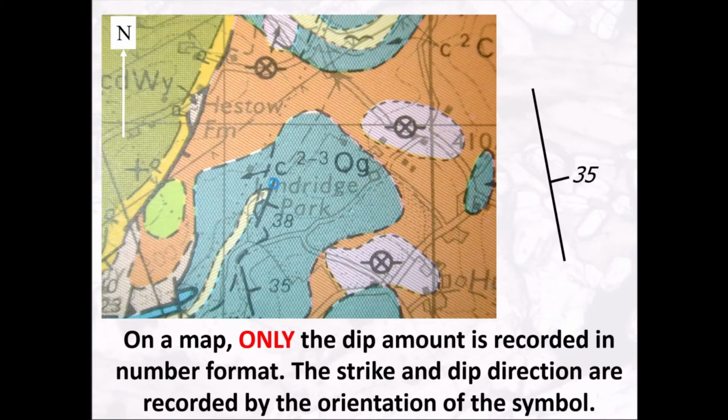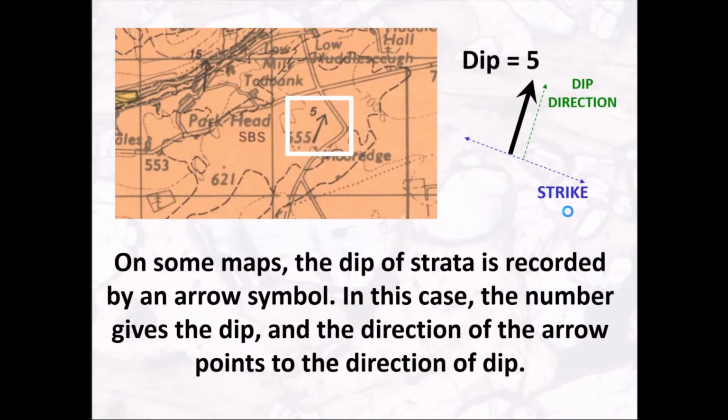Okay, that's probably the most common way that I've seen dip recorded, but another way that some people record the dip is by using this arrow. And it's always worth double checking in the key, this arrow works in a slightly different way, and basically it's oriented so that the arrow is pointing in the direction of dip, the dip direction. The little number still refers to the amount of dip, so that's the same between the two symbols. But in this case, the arrow is pointing in the direction of dip.